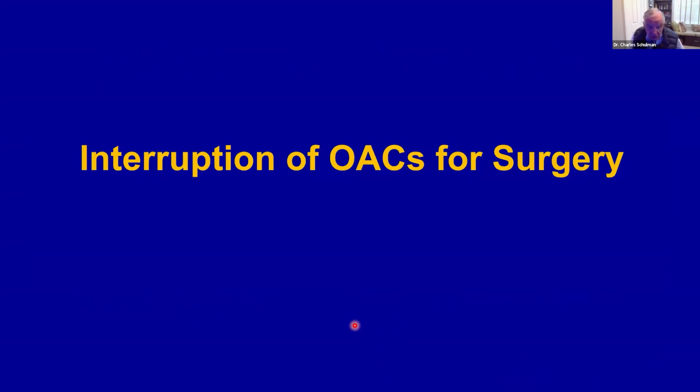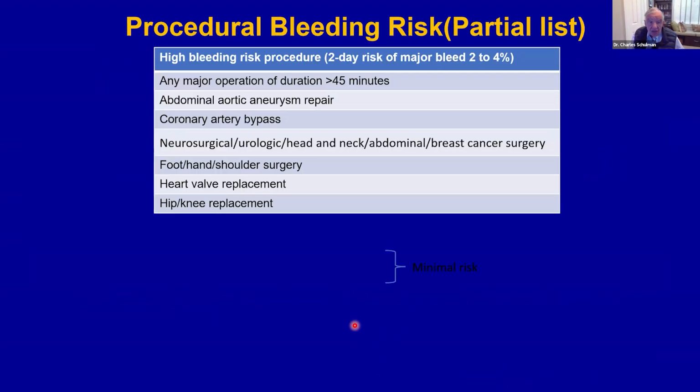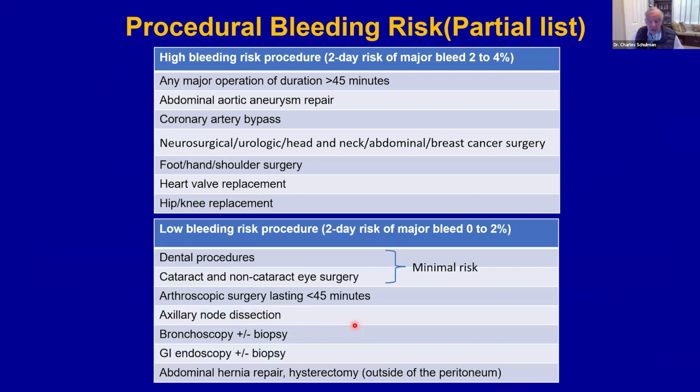Okay, now a common question that I get is, what about interrupting oral anticoagulants for surgery? Well, first, consider the procedural bleeding risk. So there are high bleeding risk procedures, okay, and low bleeding risk procedures. And the common ones that we encounter are dental procedures, cataract surgery, GI endoscopy, upper endoscopy and colonoscopy. They're low bleeding risk procedures.